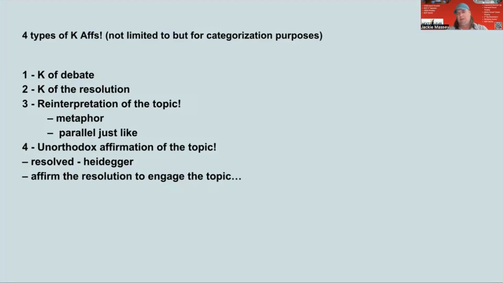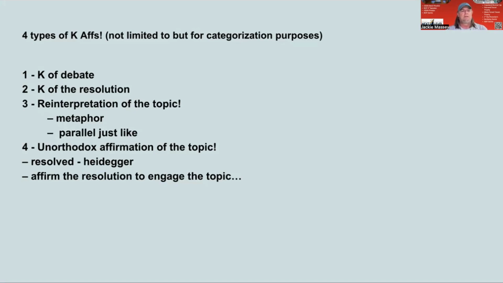Two is you could critique the resolution. Sure, you can do that, but once again, if you're looking to win tournaments, this still leaves you up in the air as far as framework and topicality for half your debates, especially if you get judges that are just like, no, you got to be topical.